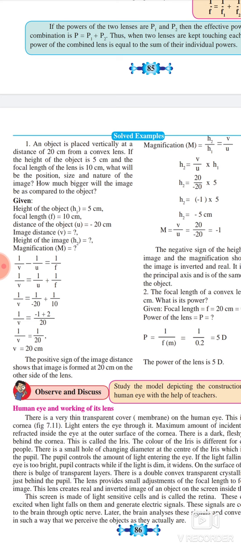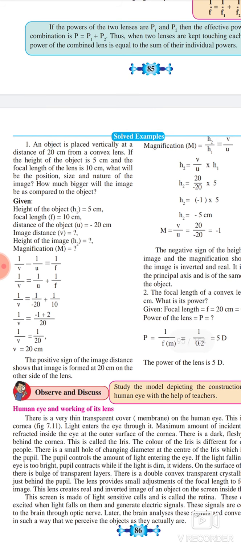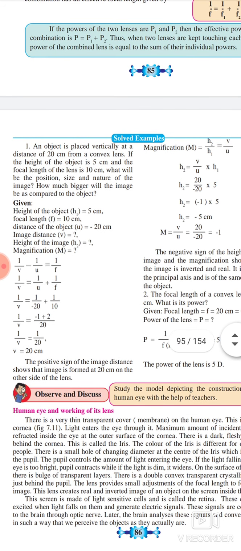Second one, we have to find out the power. The focal length of a convex lens is 20 centimeter. What is its power? So you have to find out the power. But see children, it is given in centimeters, so you always convert to meter, because f we always write in meter. 20 centimeter is equal to 0.2 meter. You have to find out the power of the lens. P is equal to 1 upon f in meter. Bracket means we have to convert to meter. So 1 upon 0.2 is equal to 5 diopter. That means the power of the lens is 5 diopter.